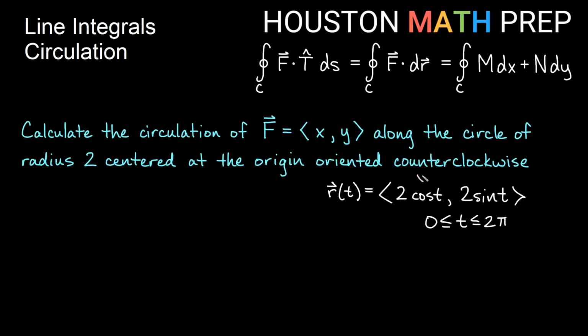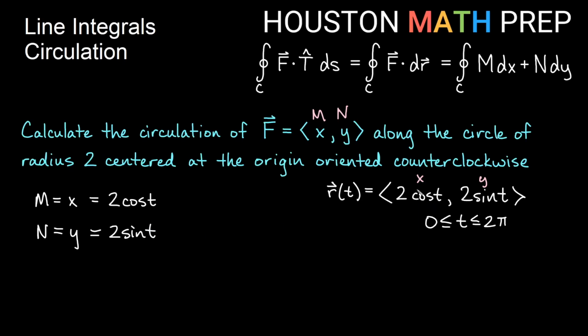So I know that this is x and this is y, and remember in F, the first component is M and the second component is N. So now we just write down our M dx plus N dy. So in this case, M is x, and that's going to be 2 cosine of t. And N this time around is y in my vector field, and y is 2 sine of t.